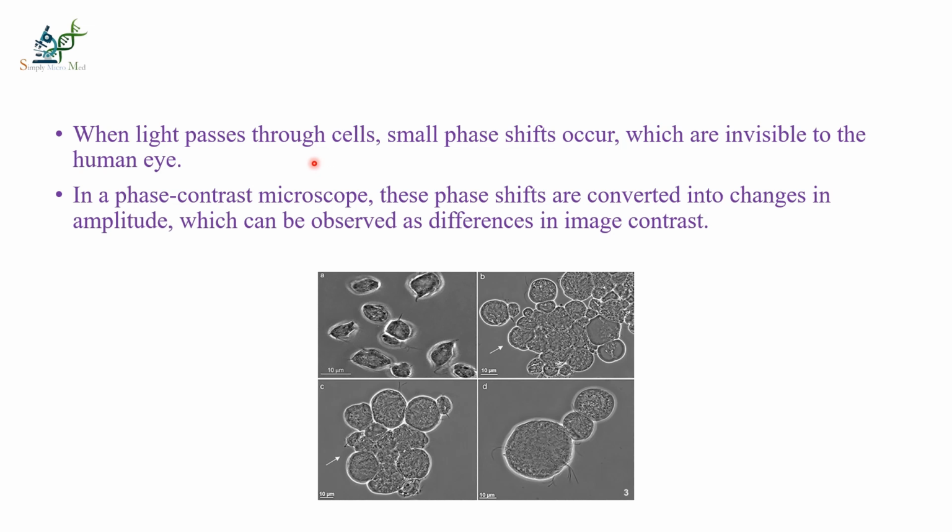In this phase contrast microscope, when light passes through a cell, a small phase shift will occur, which is invisible to our human eyes. In a phase contrast microscope, these phase shifts are converted into changes in amplitude, which can be observed as difference in image contrast. So with the help of this phase contrast microscope, we can observe unstained living organisms with good contrast and high resolution. It is also useful for the study of structure and structural changes in larger microorganisms and tissue cells, and also slender objects like spirochetes. So we can observe live or unstained microorganisms clearly due to the difference in phase.